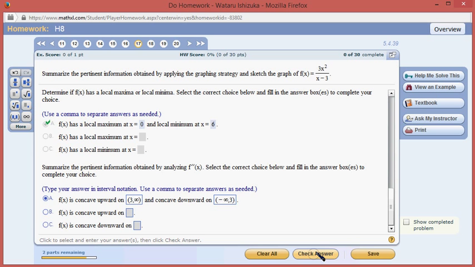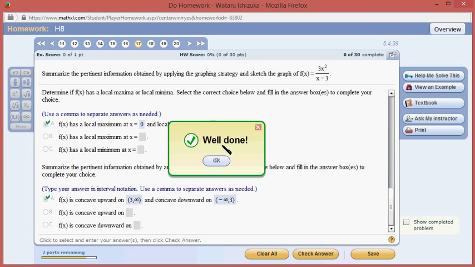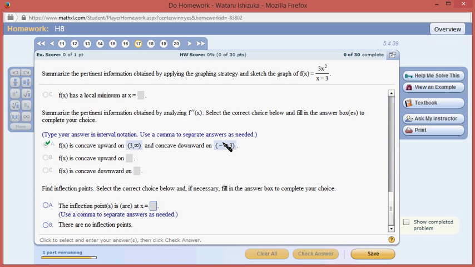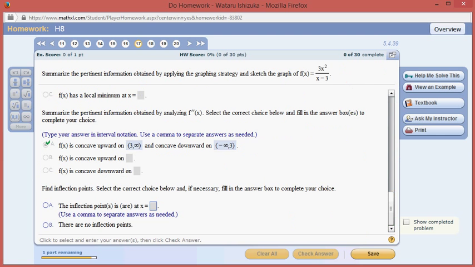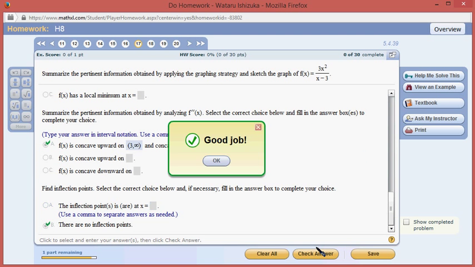So let's check the answer. Alright, so we got that. Now the inflection point. The only possible inflection point would be at x equals 3, but the function is not defined at x equals 3, so there are no inflection points. Got that.